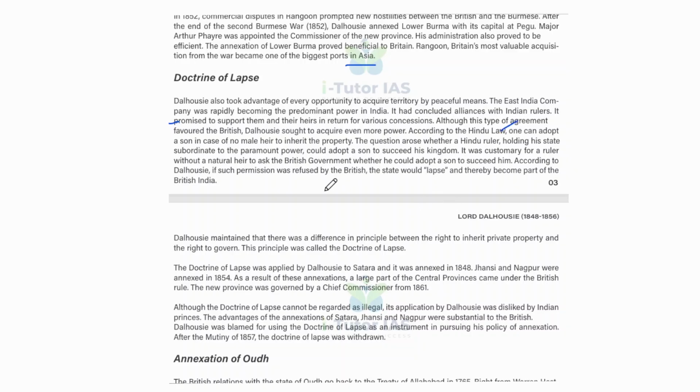According to Hindu law, one can adopt a son to inherit the property in case of no male heir. The question arose whether a Hindu ruler holding his state subordinate to the paramount power could adopt a son to succeed to his kingdom. It was customary for a ruler without a natural heir to ask the British government whether he could adopt a son to succeed him. According to Dalhousie, if such permission was refused by the British, the state would lapse and thereby become part of British India. So that's why it is called the doctrine of lapse.